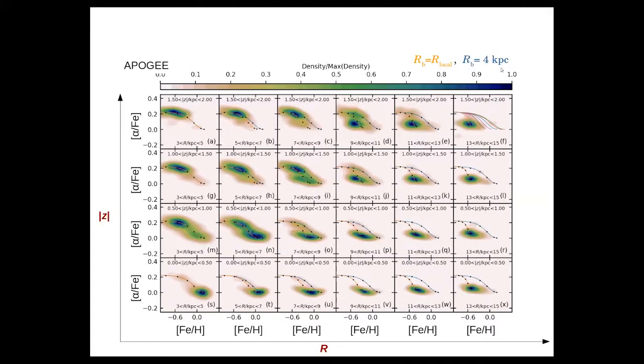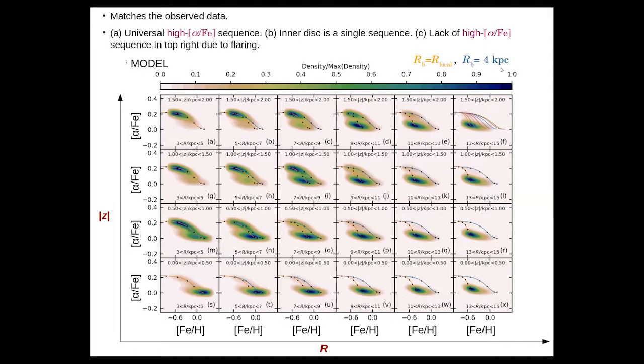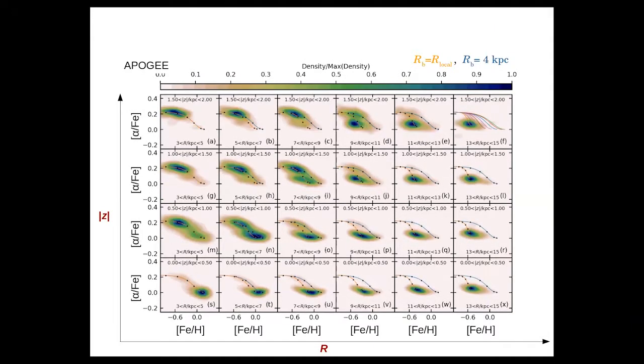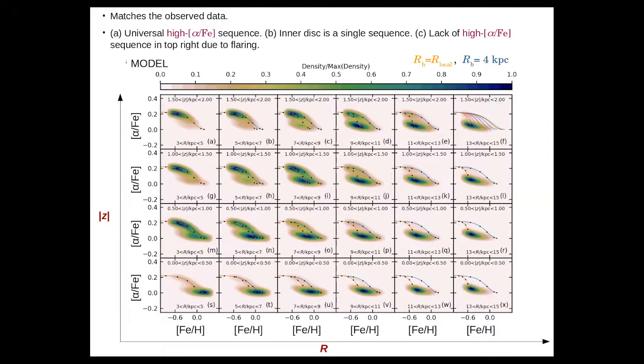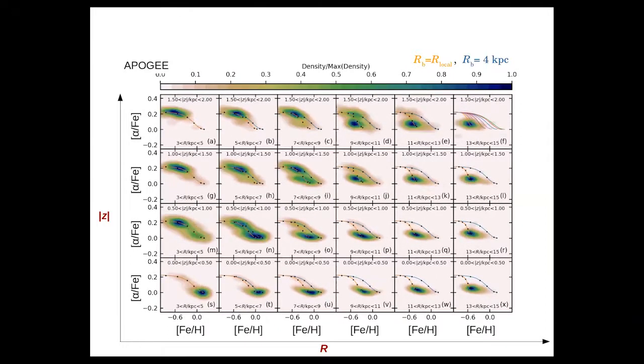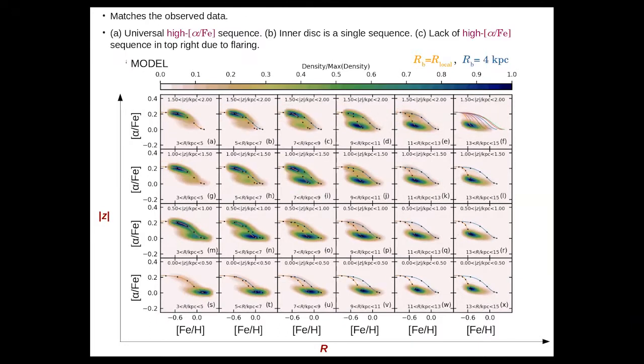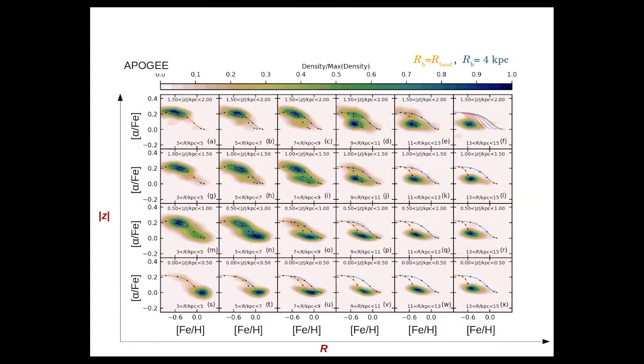Now, this is the data at different R and Z locations, and this is the prediction of the model. I'll flick a few times. What you will notice is that the model does a pretty good job of reproducing the data.